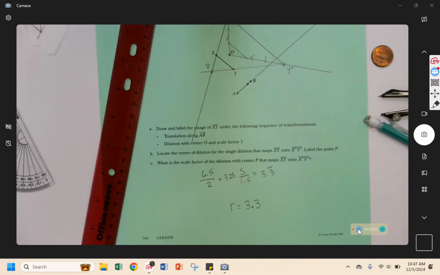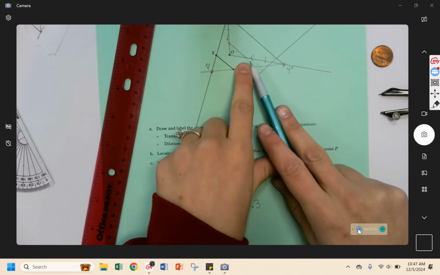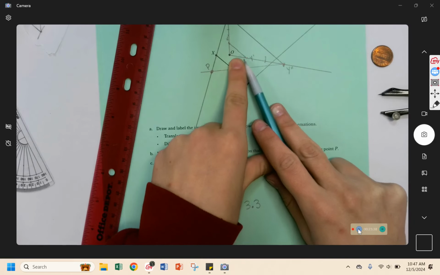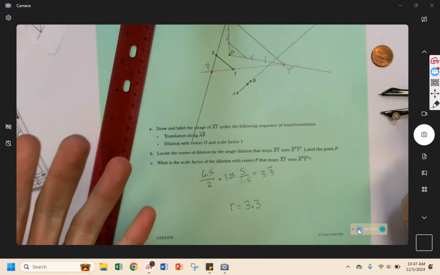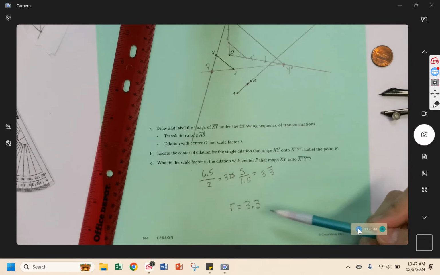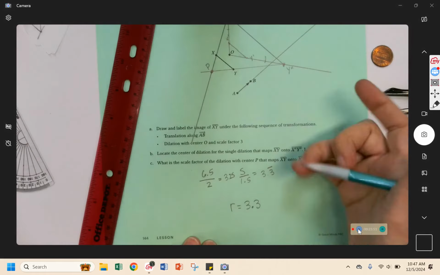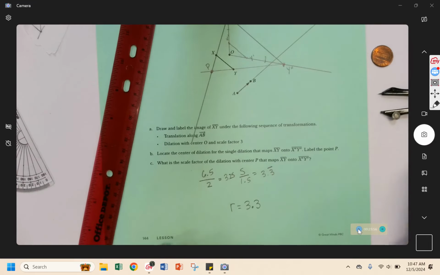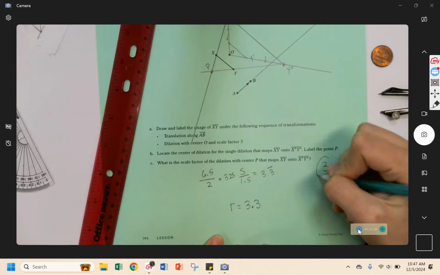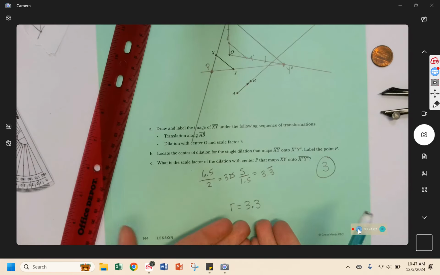Now, ideally, it should come out to exactly 3, because we translated this, so it should stay the same size, and then we scaled it by 3. So it should be exactly 3, but remember there's some error in here based on just our calculations. So the scale factor should come out to 3 because this should be the exact same size as this piece, and we dilated it by a scale factor of 3. So in a perfect world, 3. In reality, we got pretty close.